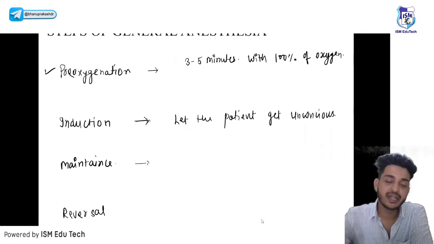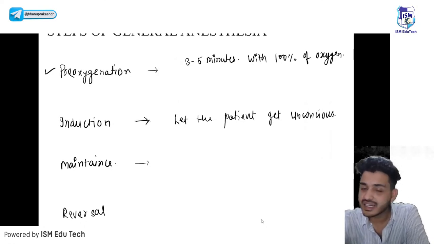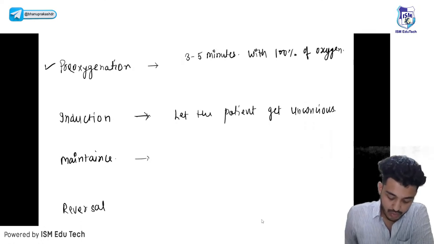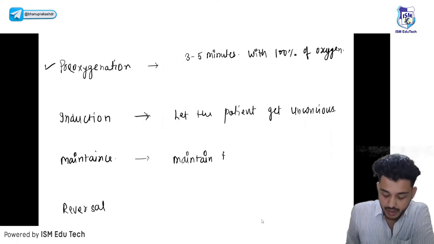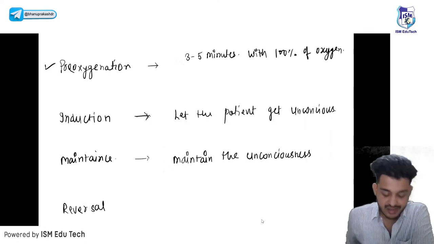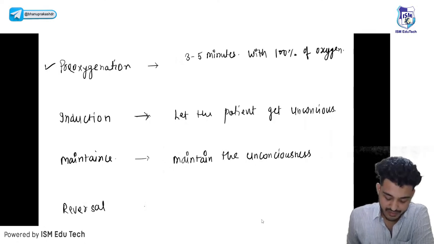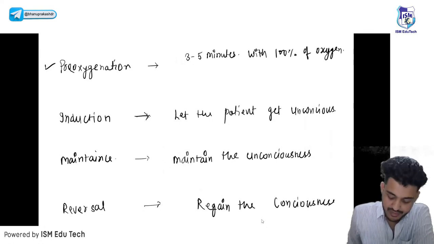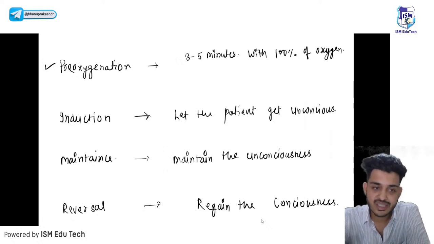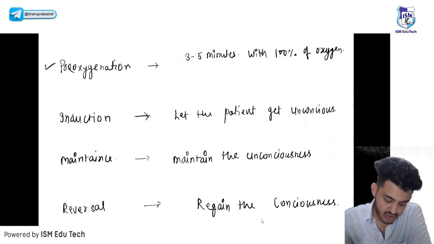Second thing will be maintenance. In maintenance I can use IV drugs, or I can use inhalational agents as well. Here I want to maintain the unconsciousness. And the third thing will be reversal. What will happen in the reversal? I will regain the consciousness again. So these are the four steps of general anesthesia.